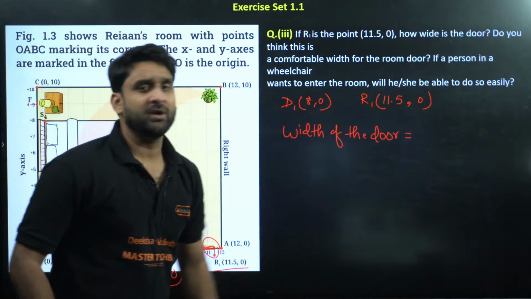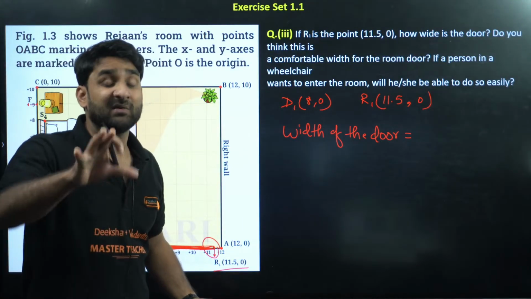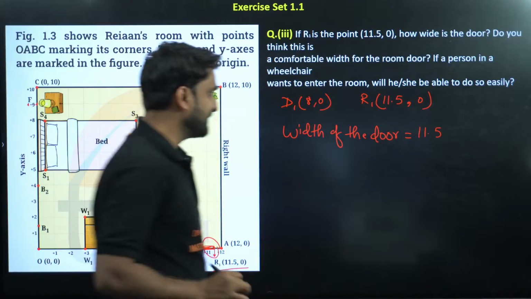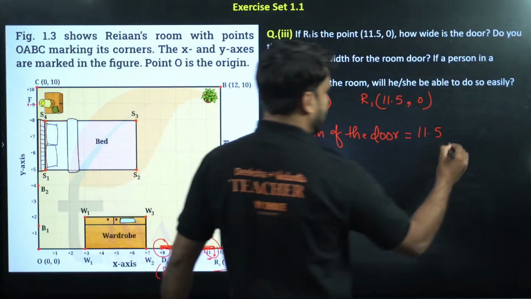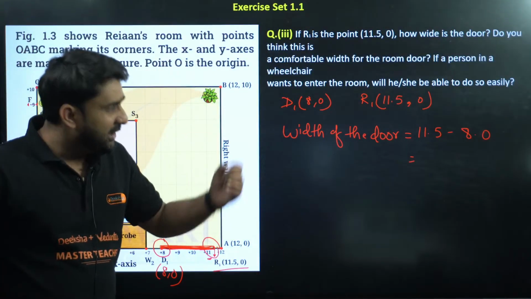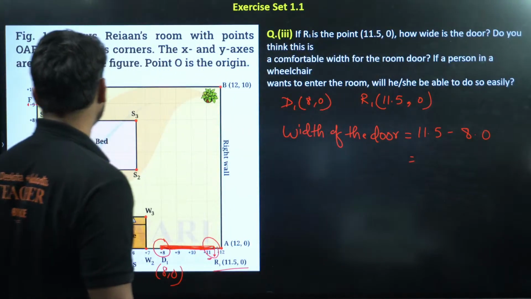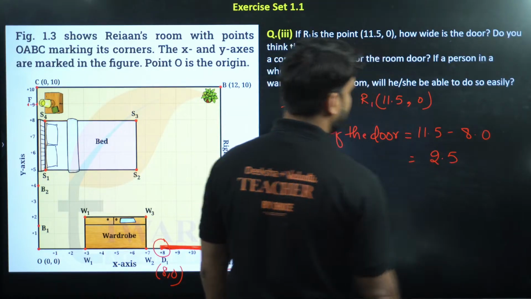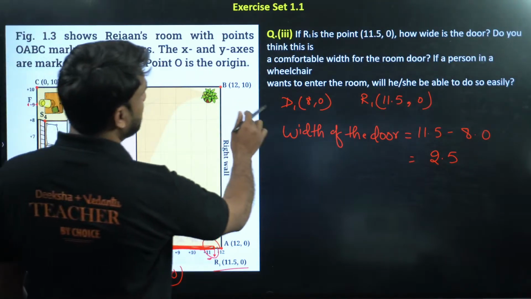The y coordinates in both points are 0, so we will not consider the y coordinates. The x coordinates will decide the width of the door. This is 11.5, and this is 8. So we need to subtract 11.5 minus 8.0. Can you see here? 11.5 minus 8.0. So could you please find it? So this will become 2.5.